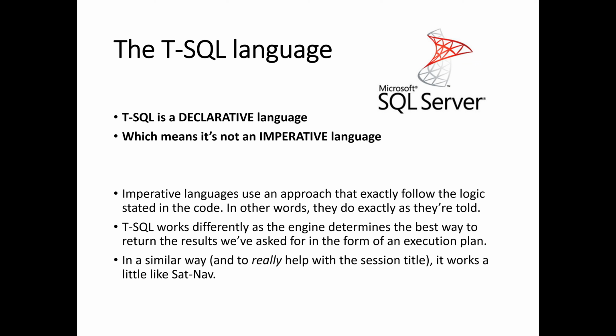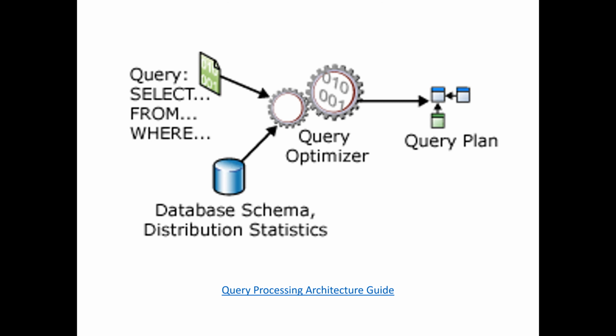TSQL works differently as the engine determines the best way to return the results that we've asked for in the form of an execution plan. In a similar way, and this really helps with the session title, it works a little like Sat-Nav. If you key in the result that you want, you put in your destination, and it decides the best way to get there. In a very similar way, we ask for our results in the form of a query, and the query optimizer will determine the best way to get these results.